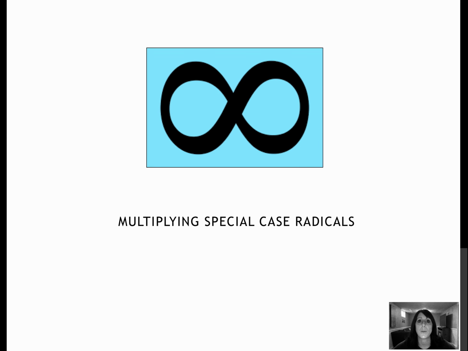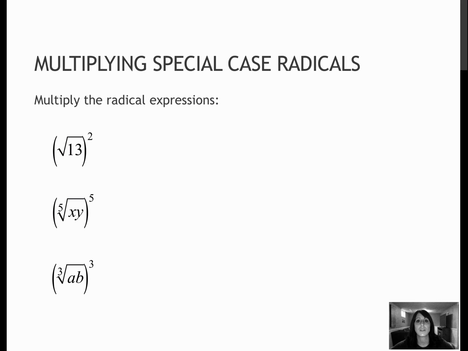This lesson is on multiplying special case radicals. So special case radicals are radicals where we would be able to easily find the answer. And of course, one of those things is if I have an index and an exponent that are equal, we know that those things will cancel each other out. So the square root of 13, quantity squared, I would take the square root, then I would square it again, and I would end up with whatever's inside, which in this case is 13.